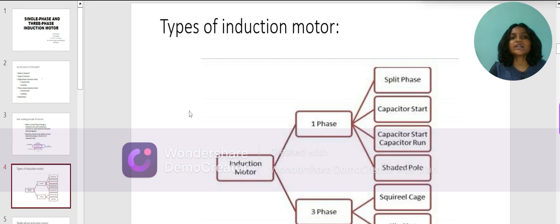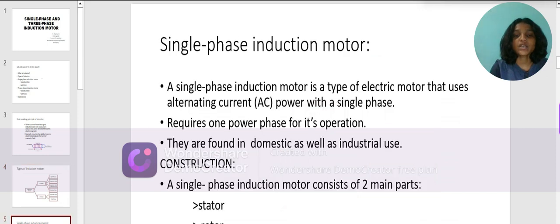Next we will look at types of the induction motor. Basically this induction motor is divided into two types, single phase and three phase. Again this single phase and three phase induction motor is classified into many types based on its construction and working. Single phase induction motor. A single phase induction motor is a type of electric motor that uses alternating current with a single phase. So it requires one power phase for its operation.